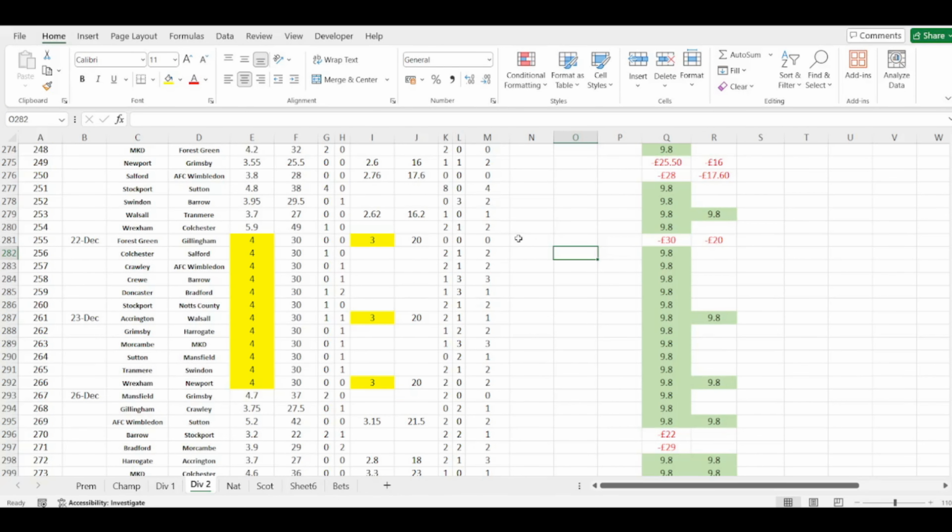Because I do have a social life and I'm not sat next to my computer 24/7, there are some games that I miss. And what I did with those ones, I put them in yellow. As you can see here, I missed a full section of games there. So I put down 4. How I came across that 4, because that was the average price at the time.